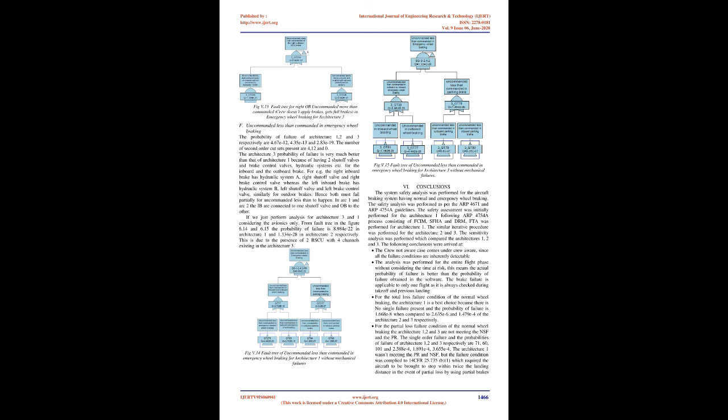6 Conclusions. The system safety analysis was performed for the aircraft braking system having normal and emergency wheel braking. The safety analysis was performed as per the ARP 4671 and ARP 4754A guidelines. The safety assessment was initially performed for Architecture 1 following the ARP 4754A process consisting of FCIM, SFHA, and DRM. FTA was performed for Architecture 1. The similar iterative procedure was performed for Architecture 2 and 3. The sensitivity analysis was performed which compared the architectures 1, 2, and 3. The following conclusions were arrived at.